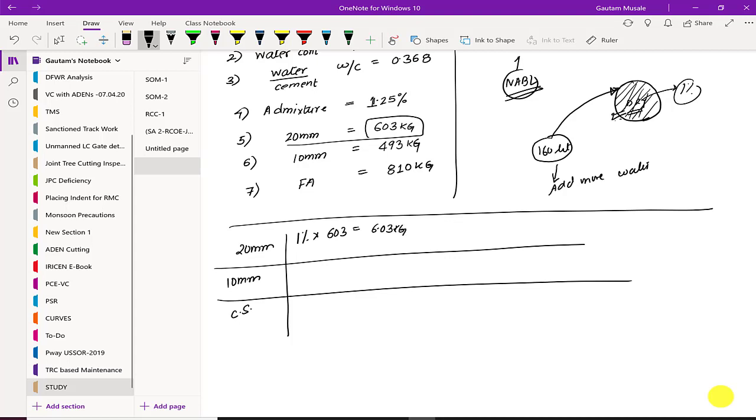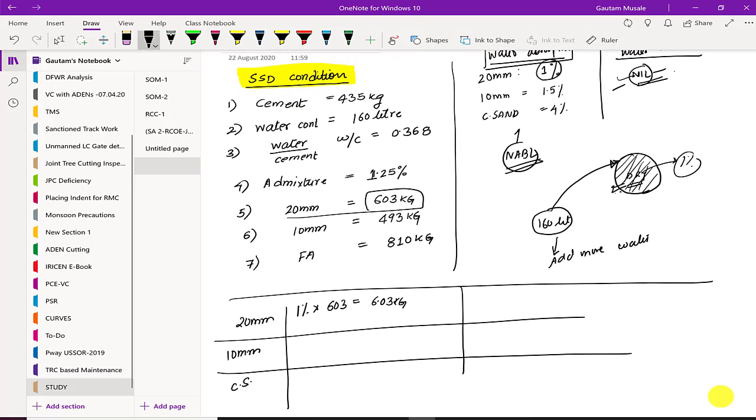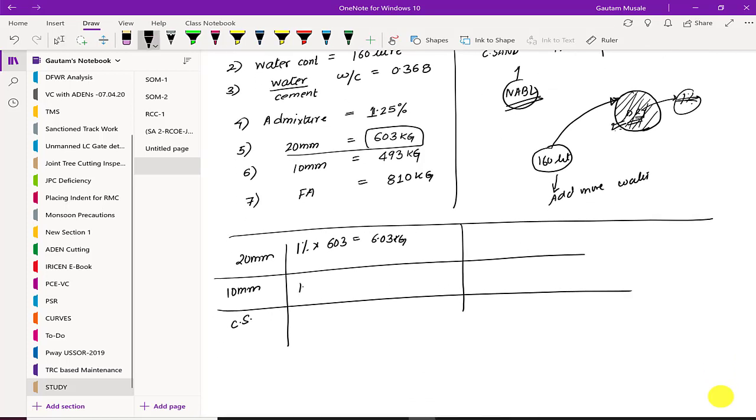Similarly, when I come to the 10 mm aggregate, how much is the water absorption for 10 mm? It is 1.5%. How much is the water content? It is nil. That means this 1.5% I will have to add, right? So it is 1.5% of what? Of the weight of this 10 mm aggregate, that is 493.